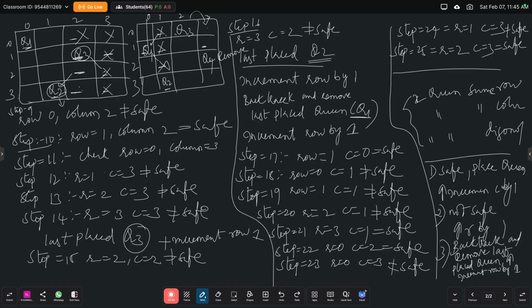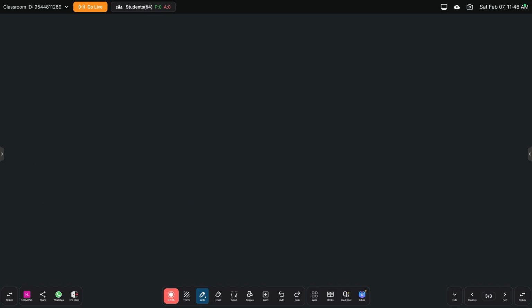to place the queens. So this is about the n queens problem, but they will ask us to draw the state space tree for the n queens. So how many queens are there? There are 4 queens: queen 1, queen 2, queen 3, and queen 4. We have to draw the state space tree to place those queens.